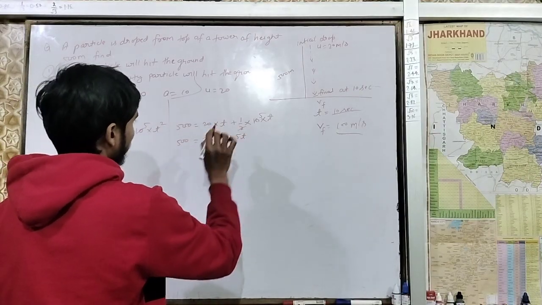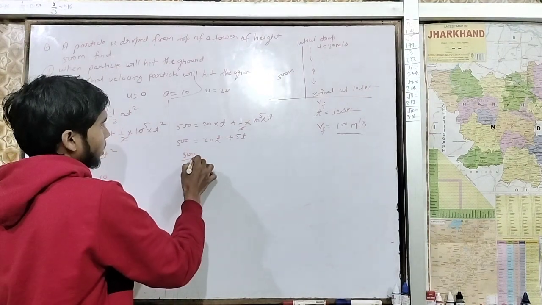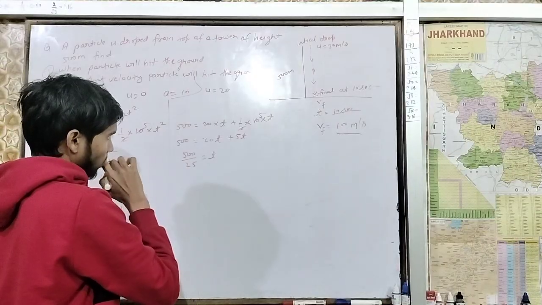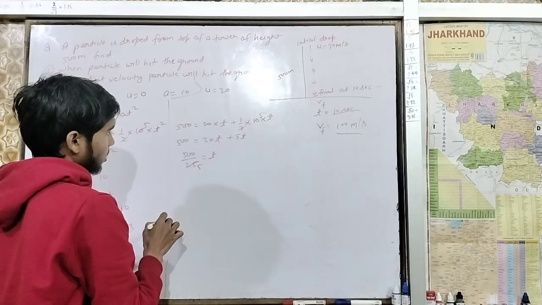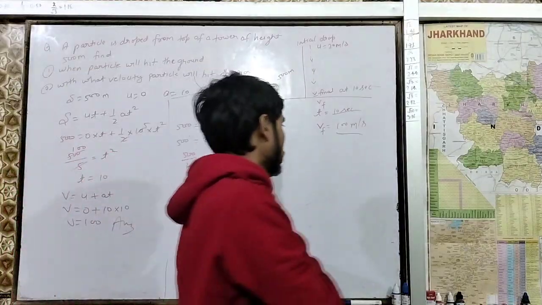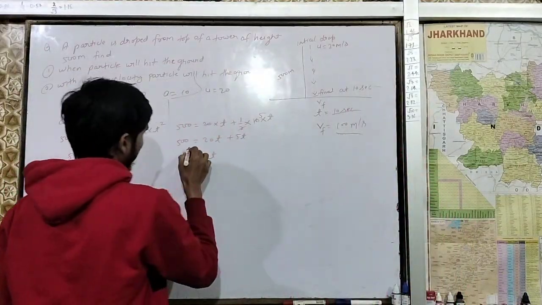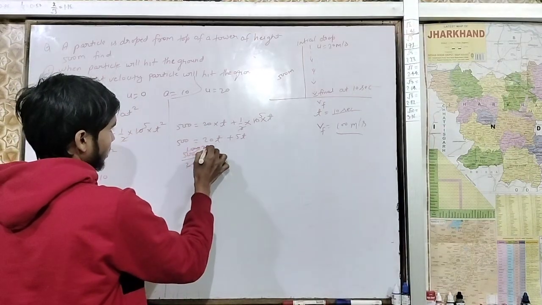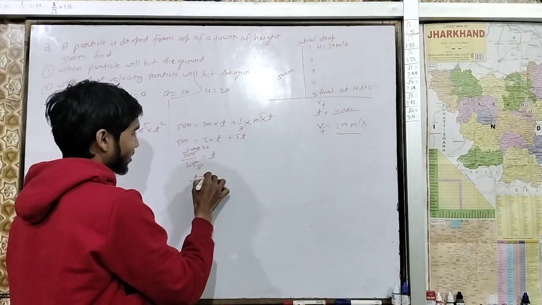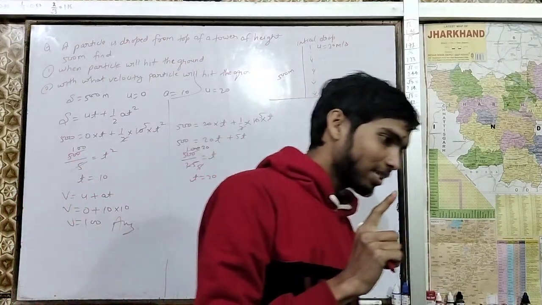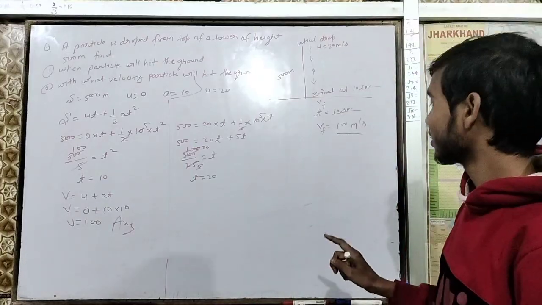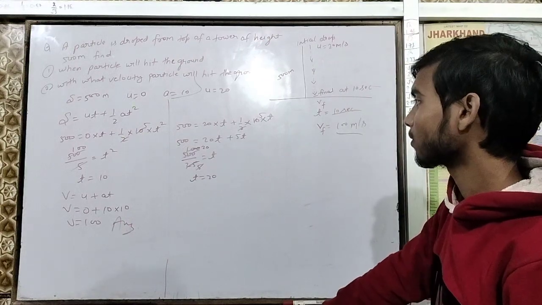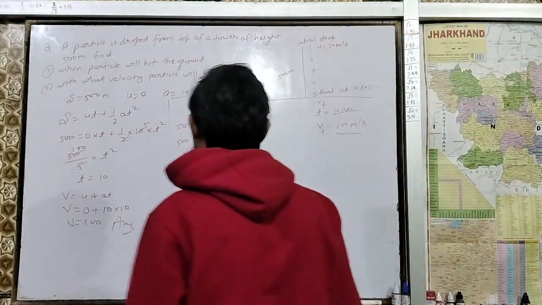Again, 5 t square plus 20 t equals 500. So t came as 20. At 20 seconds, this particle will come. This particle will hit the ground at 20 seconds.